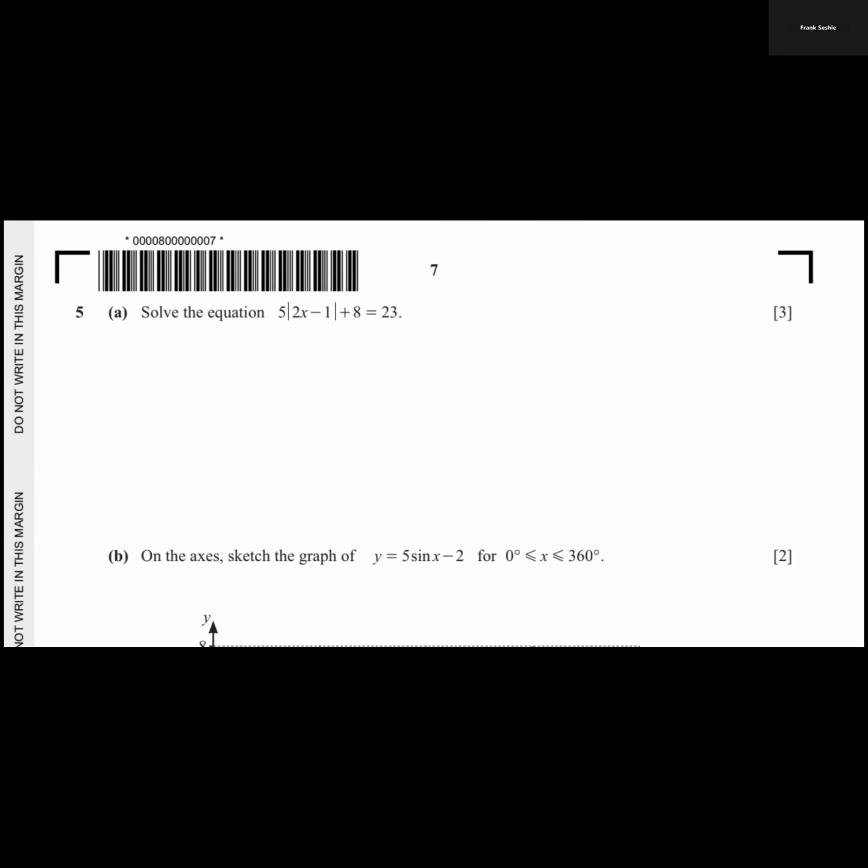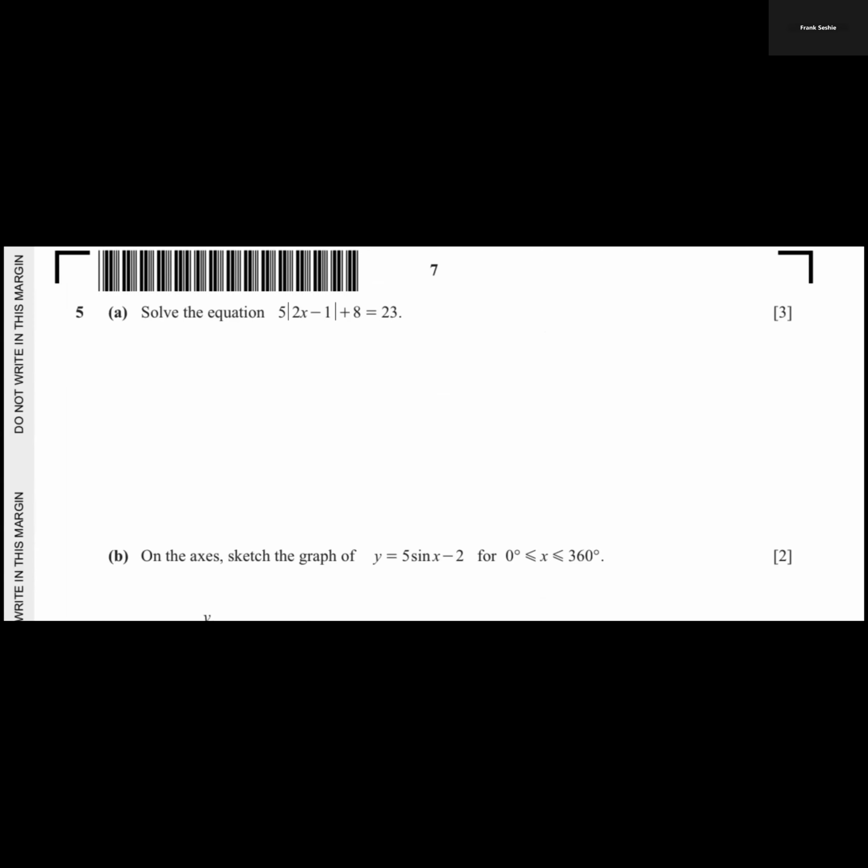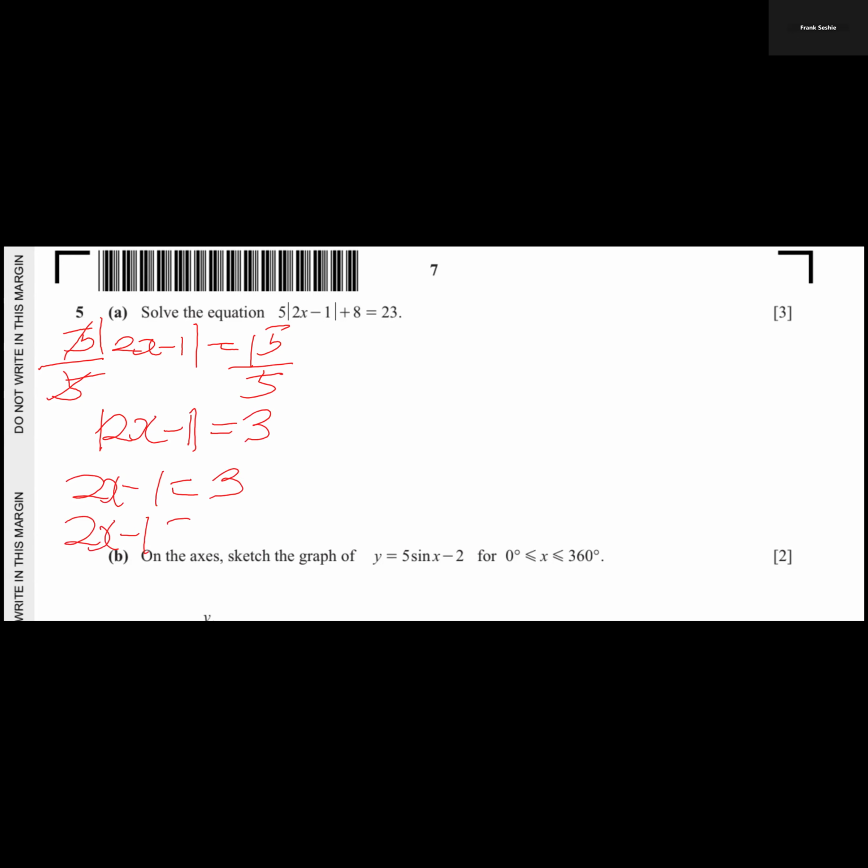So question number 5. Let's solve this. So if you are solving this, we can have 5, 2x minus 1, 23 minus 8 is 15. So I divide 2 by 5. So 2x minus 1 should give me 3. So that means 2x minus 1 should either be 3 or 2x minus 1 should be negative 3.